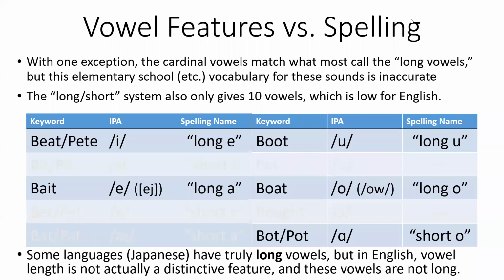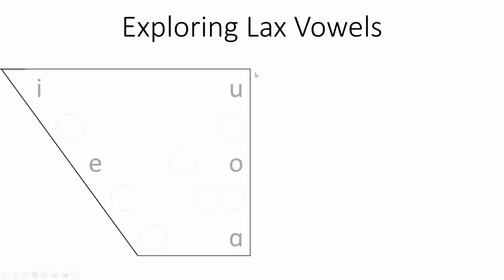We left off talking about vowel features versus spelling. We talked about how a lot of the vowels we've covered so far are those long vowels, quote unquote long vowels, of course. In this video, we're going to look at the quote unquote short vowels and see what we'd actually say about them. For a lot of them, they are lax vowels.